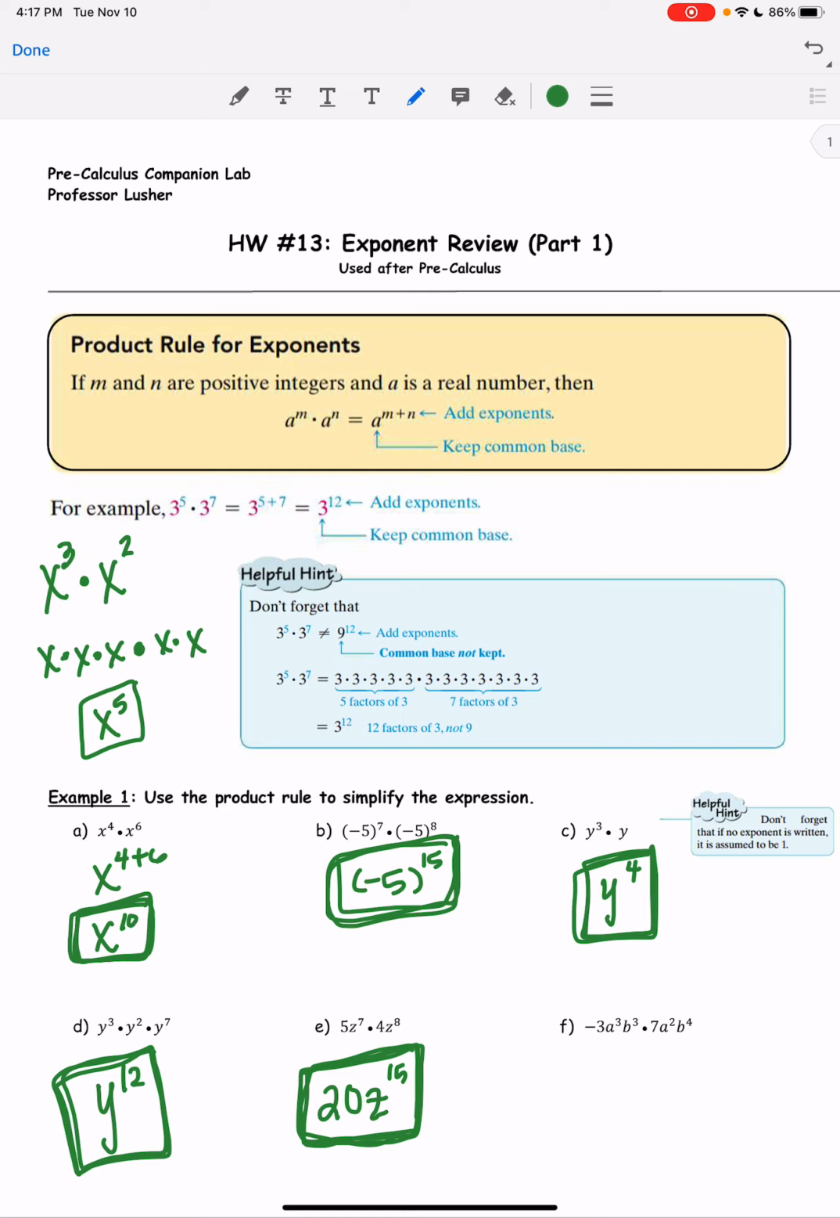We've got -3 times 7 to get -21. And then add your exponents with the same bases. So a cubed times a squared is a to the 5th. And b cubed times b to the 4th is b to the 7th. Multiply your coefficients just like you always do, but the exponents you add together.